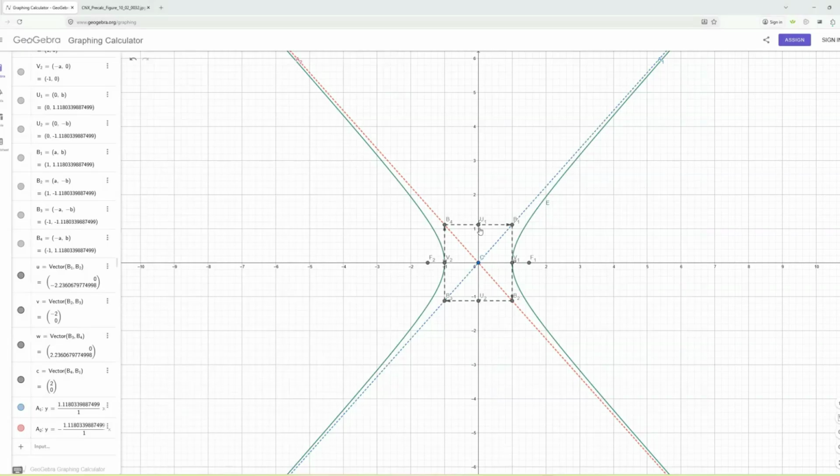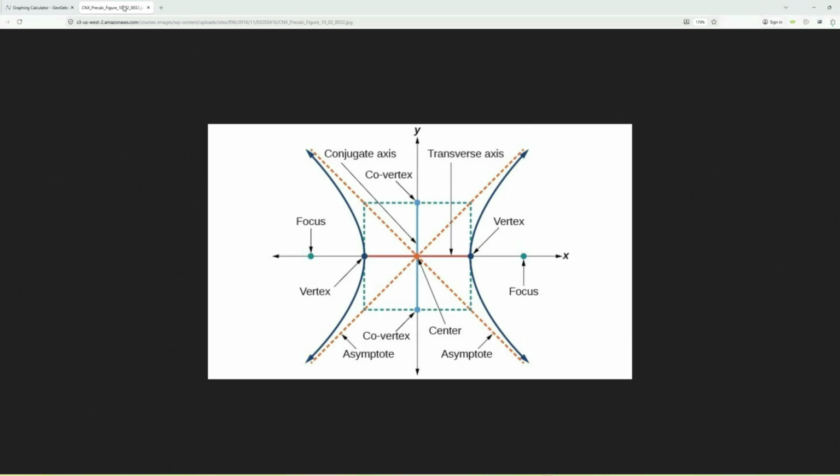So again, the co-vertices are not part of the hyperbola, but they can be used to construct a rectangle. And the lines that go through the diagonals of that rectangle are the asymptotes for the two branches of the hyperbola. So let's review the terms.